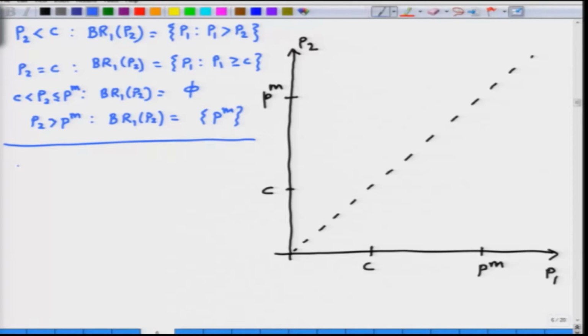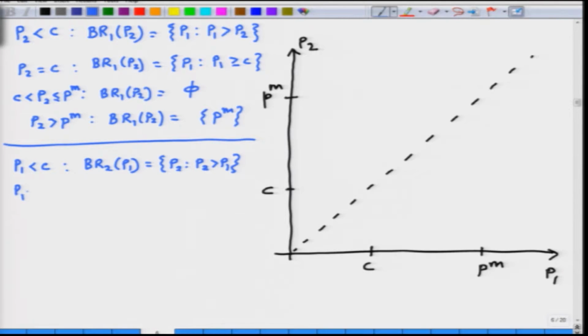So, if P1 was less than C, the best response for firm 2 to firm 1's choice of that P1 is to choose a price which is strictly larger than firm 1's price, because this way I am guaranteed that I will not sell anything and my profits are going to be 0. If I choose a price exactly equal to what firm 1 charges, then we split the market and I get half the market share. The problem is the price is now below marginal cost, but my profits therefore are 0. So, the best response for firm 2 is a P2 such that P2 is strictly larger than P1. I want to ensure that I do not sell anything.